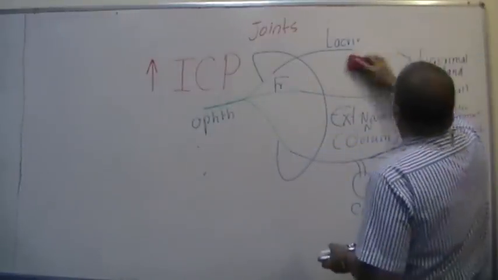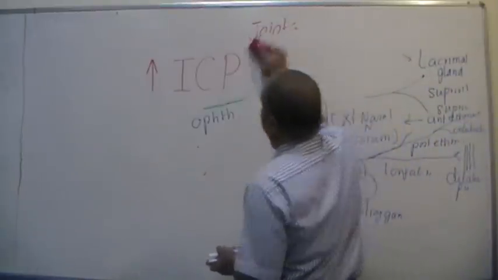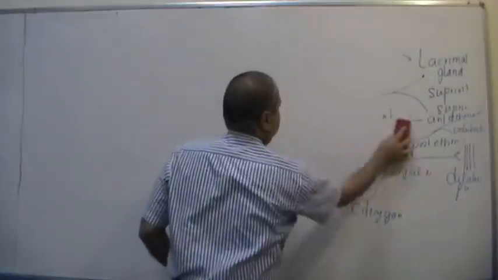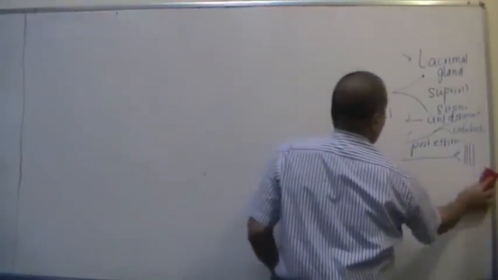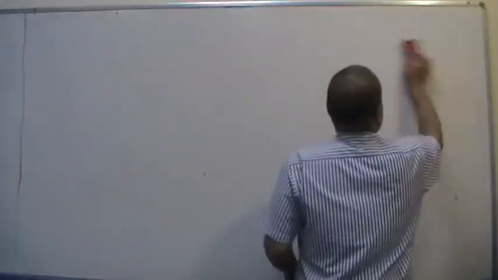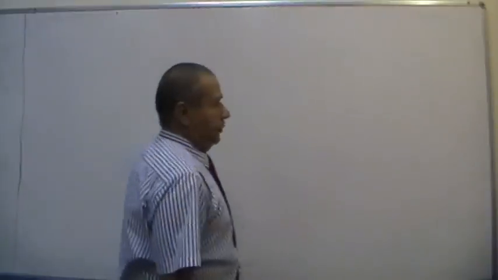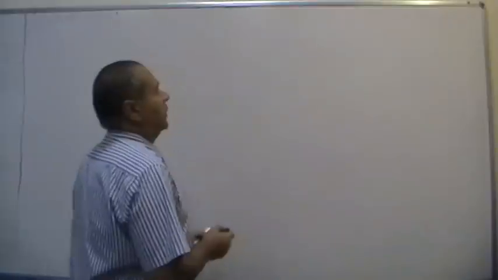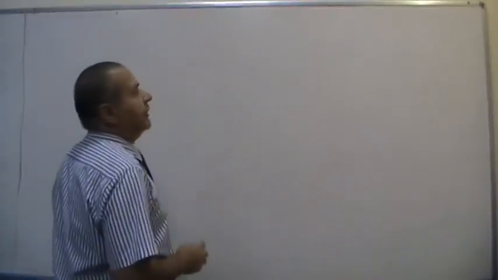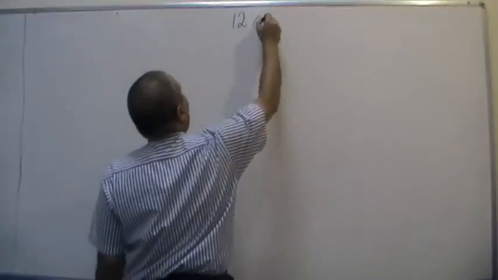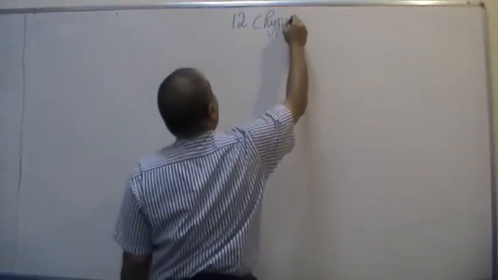You know also there is the abducent nerve, which supplies the lateral rectus, and the trochlear nerve, which supplies the superior oblique muscle. These are the main nerves in the orbit. We are now shifting to the cranial nerves. We will have the lower 4 cranial nerves. We'll start with the 12th cranial nerve, or the hypoglossal nerve.